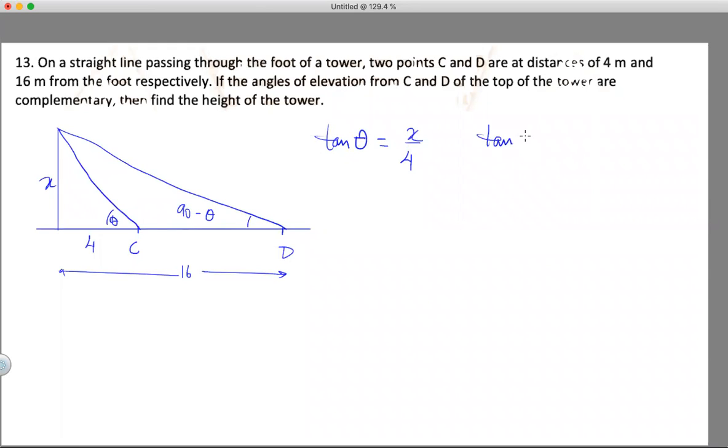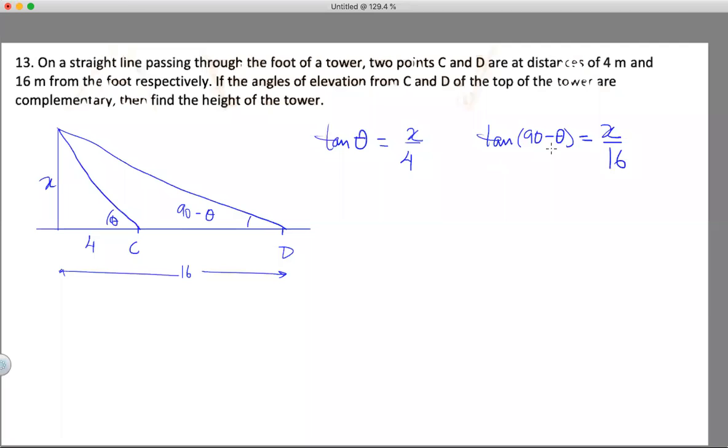Sir, the angle of elevation you have taken, like theta at point C, can we take 90 minus theta at point C? You can also take this one as theta and this as 90 minus theta. That is one and the same. The angle of theta you will get as different, but the angles you will get as the same, right? So it's okay. You can also take it as 90 minus theta and theta here. Both are fine. So tan of 90 minus theta is equal to x by 16.